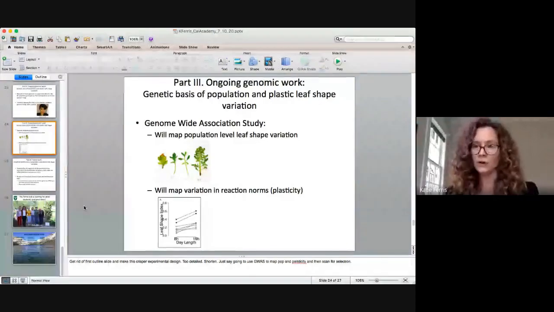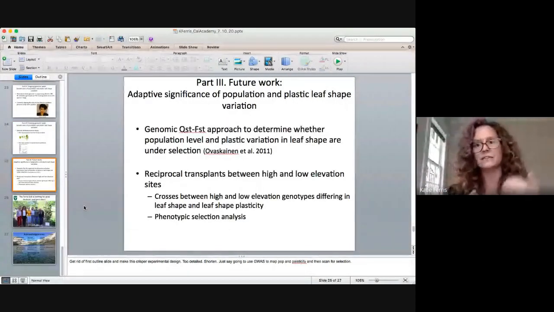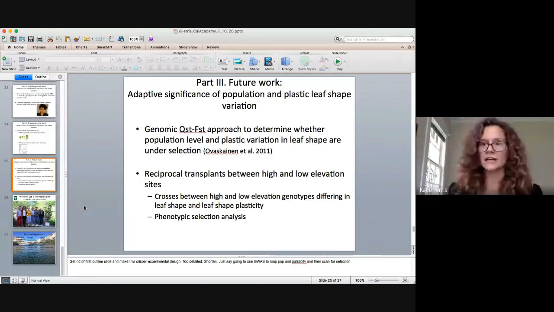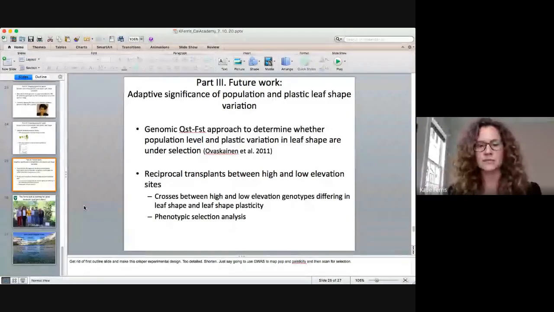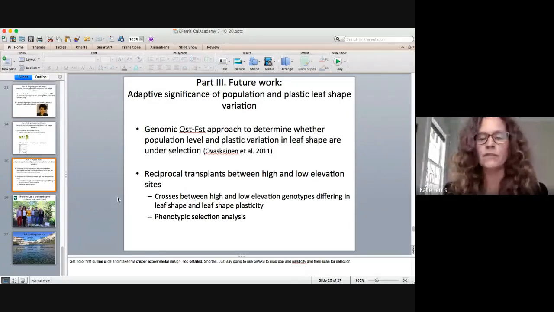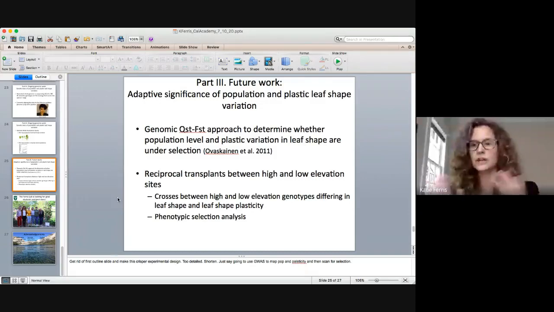And then beyond that, we want to know whether this variation in plasticity and geographic variation in leaf shape at the population level are either of those adaptive. So we have a suggestion that selection is operating on the population level with our repeated parallel clines, but we'd really like to test that explicitly using our genomic data. So we're planning to do a genomic QST-FST to look at selection at population level and plastic variation in leaf shape. And then follow that up in the future with reciprocal transplants between high and low elevation sites using hybrids between high and low elevation genotypes that differ in leaf shape and leaf shape plasticity.